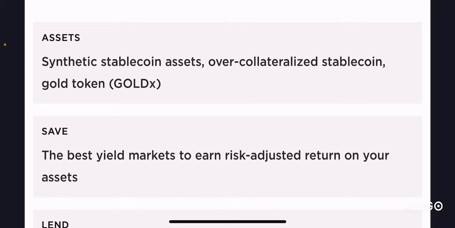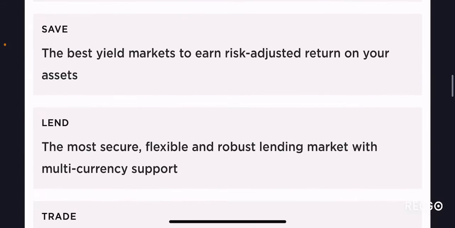Again, these are some of the assets that they offer on their platform. They do offer several synthetic stablecoin assets. You can also get over collateralized stablecoin assets similar to DAI or even gold tokens, right? In the form of gold X tokens, which represents the gold itself. So that's one thing that you can access from their protocol.